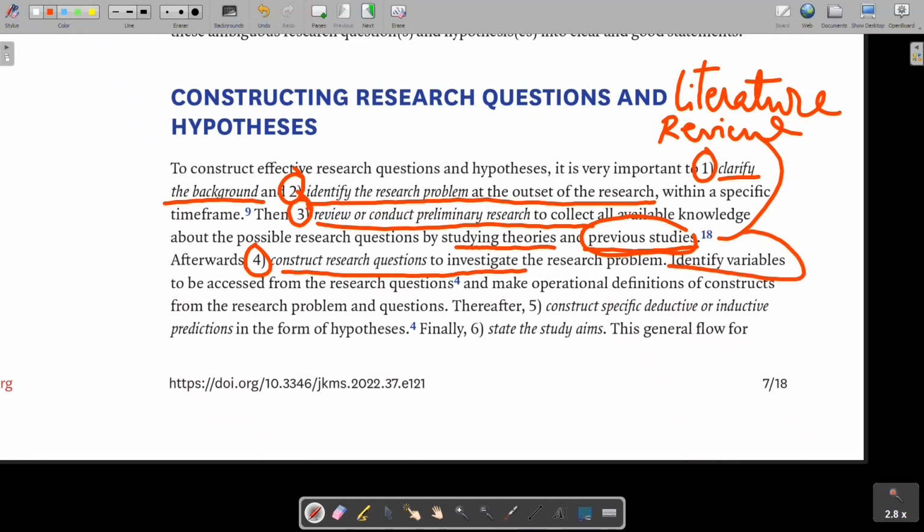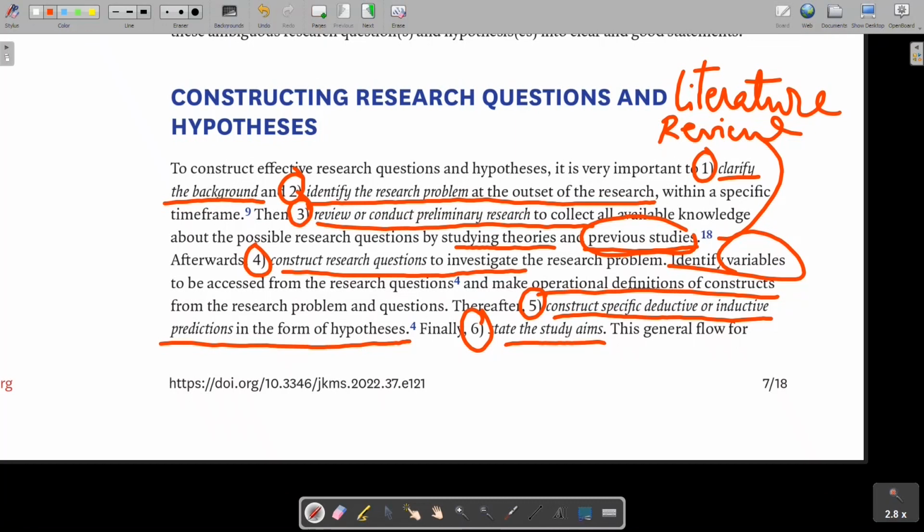Then identify the variables necessary to be assessed from the research questions, and make operational definitions of constructs from research problems and questions. Thereafter, fifth point, construct specific deductive or inductive predictions in the form of hypothesis. Sixth one, finally, state the study aims.